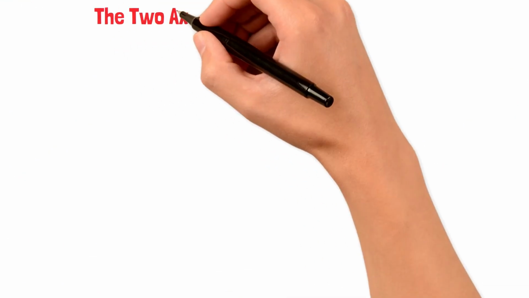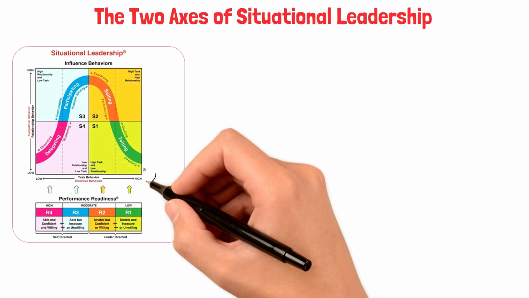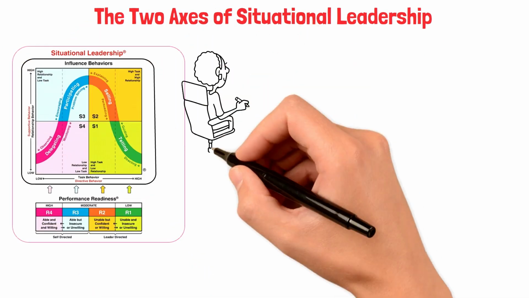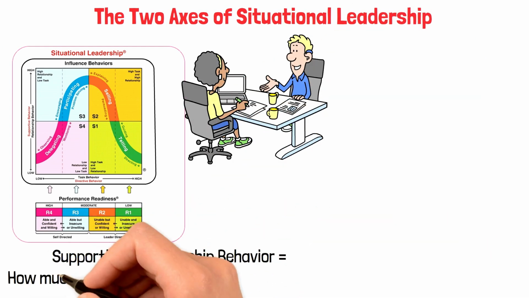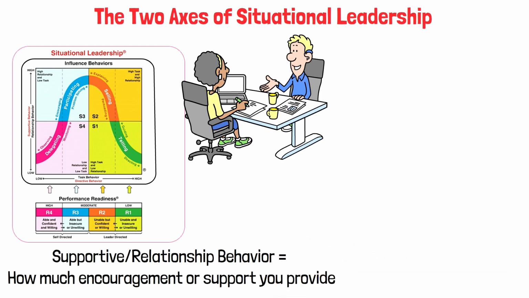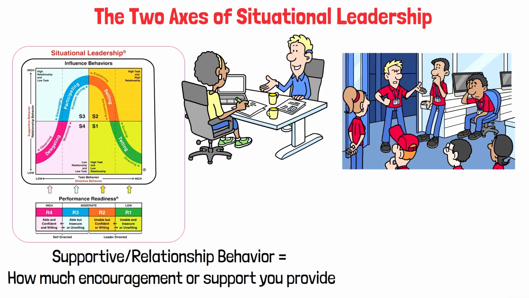The two axes of situational leadership. Think of it like a graph with two axes. Task, directive behavior equals how much guidance you provide. Supportive relationship behavior equals how much encouragement or support you provide. Depending on a team member's skill and will, you shift between four distinct leadership styles.